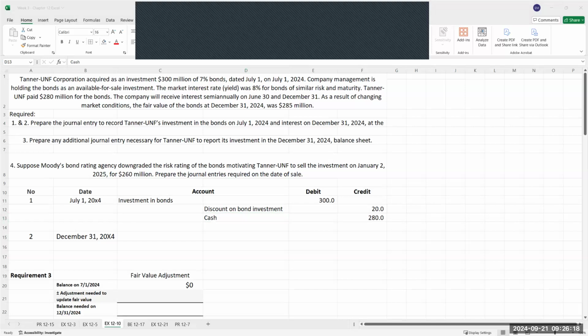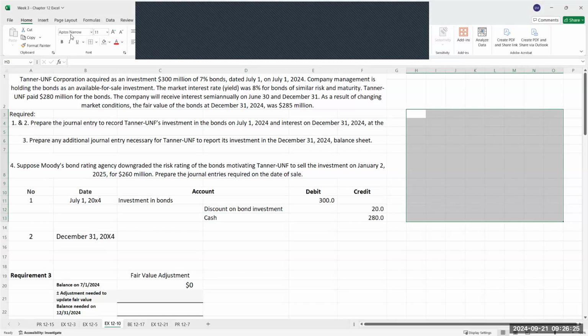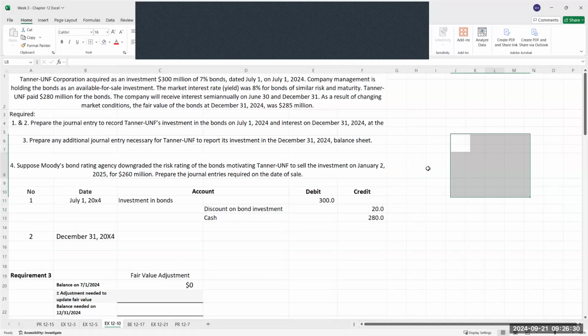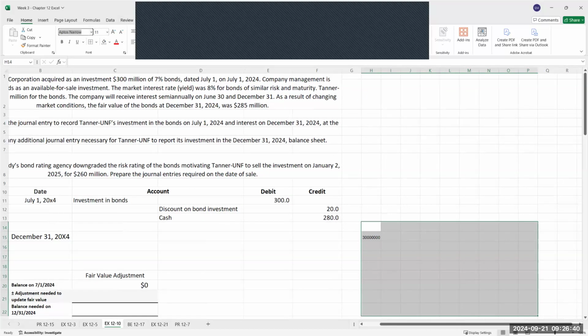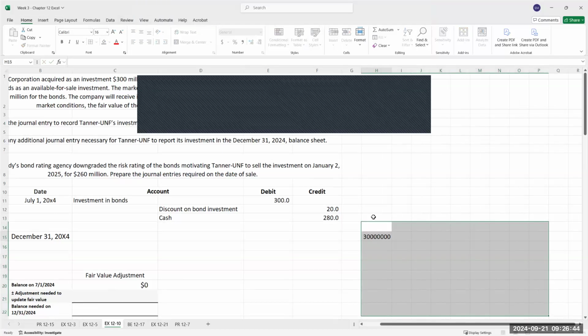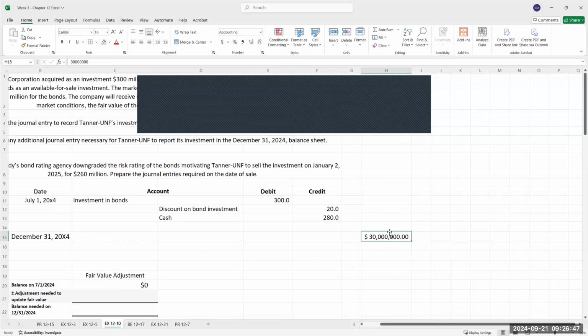So now the next thing that we need to account for is the interest that we've earned. And how do we determine the interest? So we calculate our interest as follows. So the bonds are worth 300 million. We're actually going to put some dollar signs to these. Missing a zero. So we're 300 million.